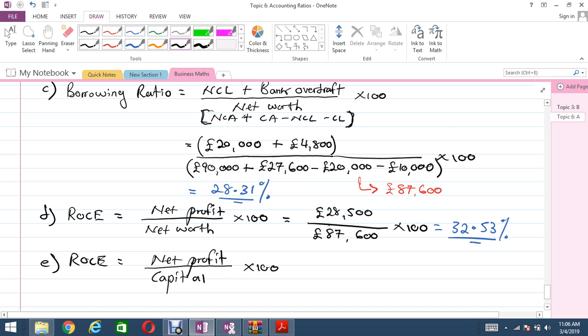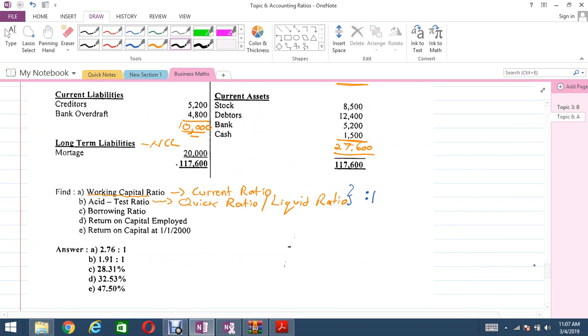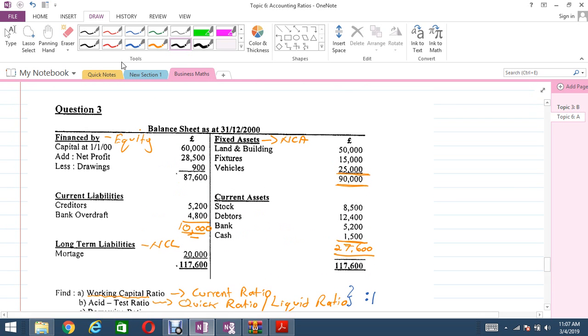Now, some of you just might be waiting for your part E. Okay, when it comes to part E, they want you to calculate the ROC again. But if you look at the special note they gave you here, look at that. Return on capital at what? First of first 2000. So that means you go back to the question. Look at here. Capital at first of first 2000. They want you to use this amount, which is what? 60,000.